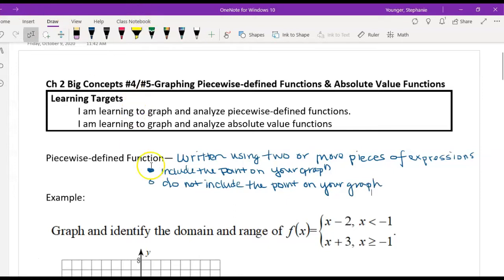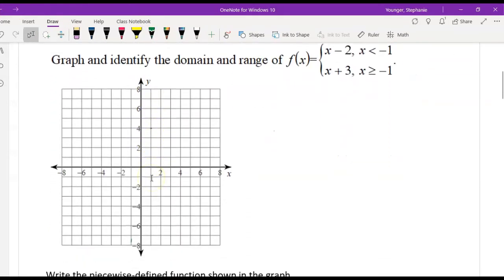All right, so let's take a look at our first example. It says graph and identify the domain and range of the function f of x equals x minus 2 when x is less than -1, and x plus 3 when x is greater than or equal to -1. So we want to look at each piece separately. The first piece is x minus 2 for x less than -1. Now the key here is this x less than -1.